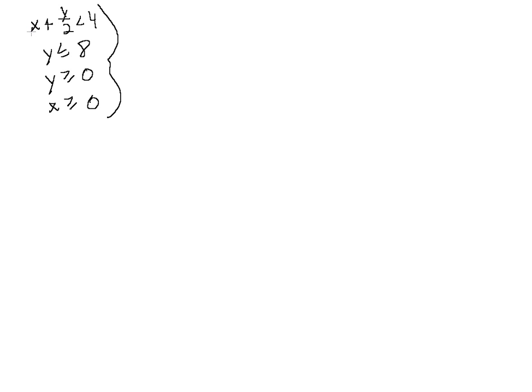So let's go ahead and convert this one to slope-intercept form so we can subtract x from both sides. So we'll have y over 2 is less than minus x plus 4. And go ahead and solve for y by multiplying both sides by 2, which will cancel that denominator. So we have y is less than minus 2x plus 8.